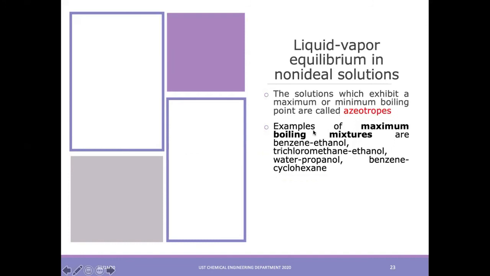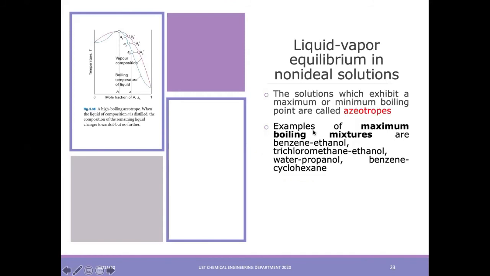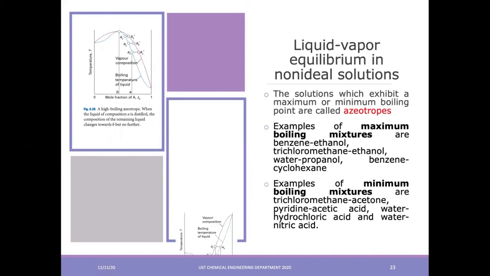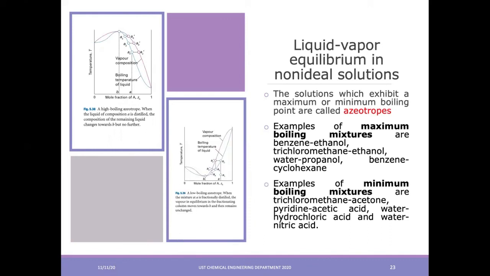So we have what we call the maximum boiling mixtures. Examples of this include benzene and ethanol, trichloromethane and ethanol, water and propanol, and benzene and cyclohexane. Then examples of minimum boiling mixtures include trichloromethane and acetone, pyridine and acetic acid, water and hydrochloric acid, and water and nitric acid. So what is the difference in terms of figure from the one we discussed above?